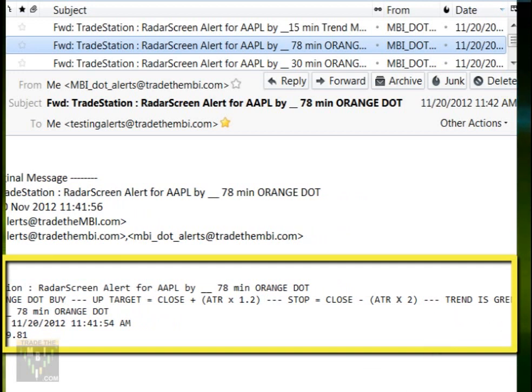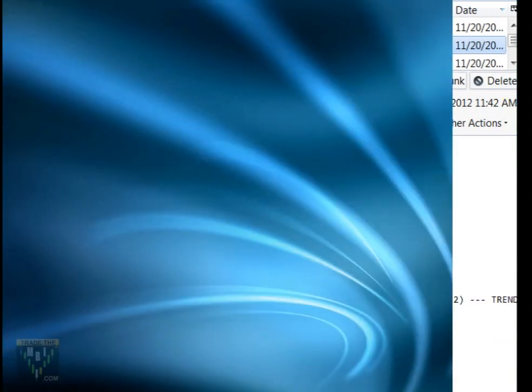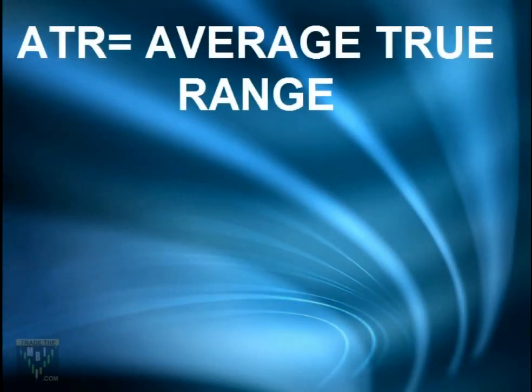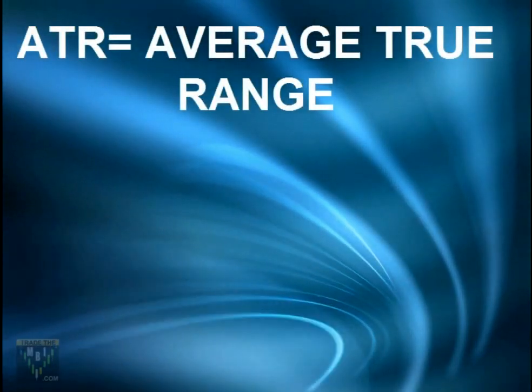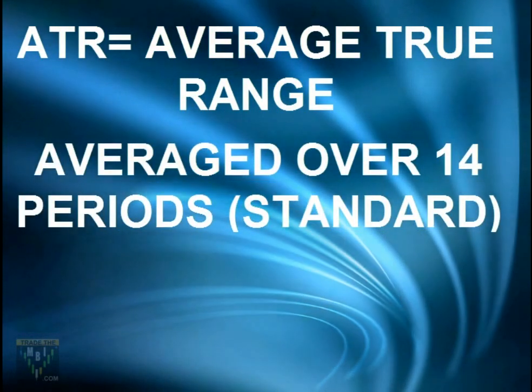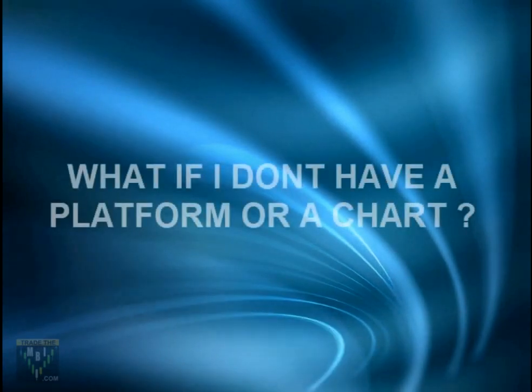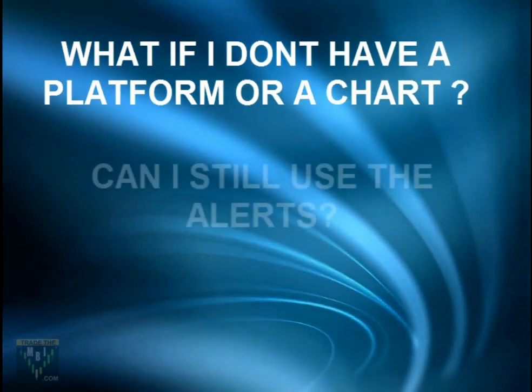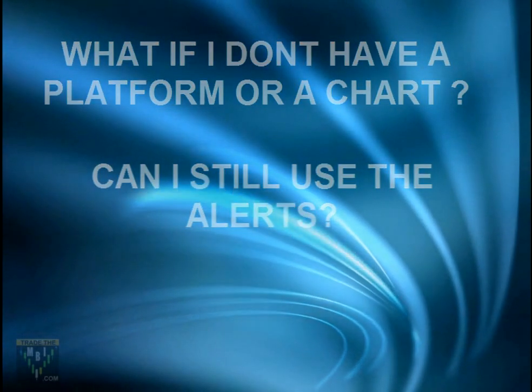What's an ATR? Well, that's an important question. Let's talk about it. It's just how much a stock moves in a given day, and then that's averaged over X number of periods, and the standard is 14. And that's all you need to do. And then you're saying to yourself, well, what if I don't have a platform? I'm not in front of a computer. Can I still trade these alerts? Yes, you can. And let me show you how.